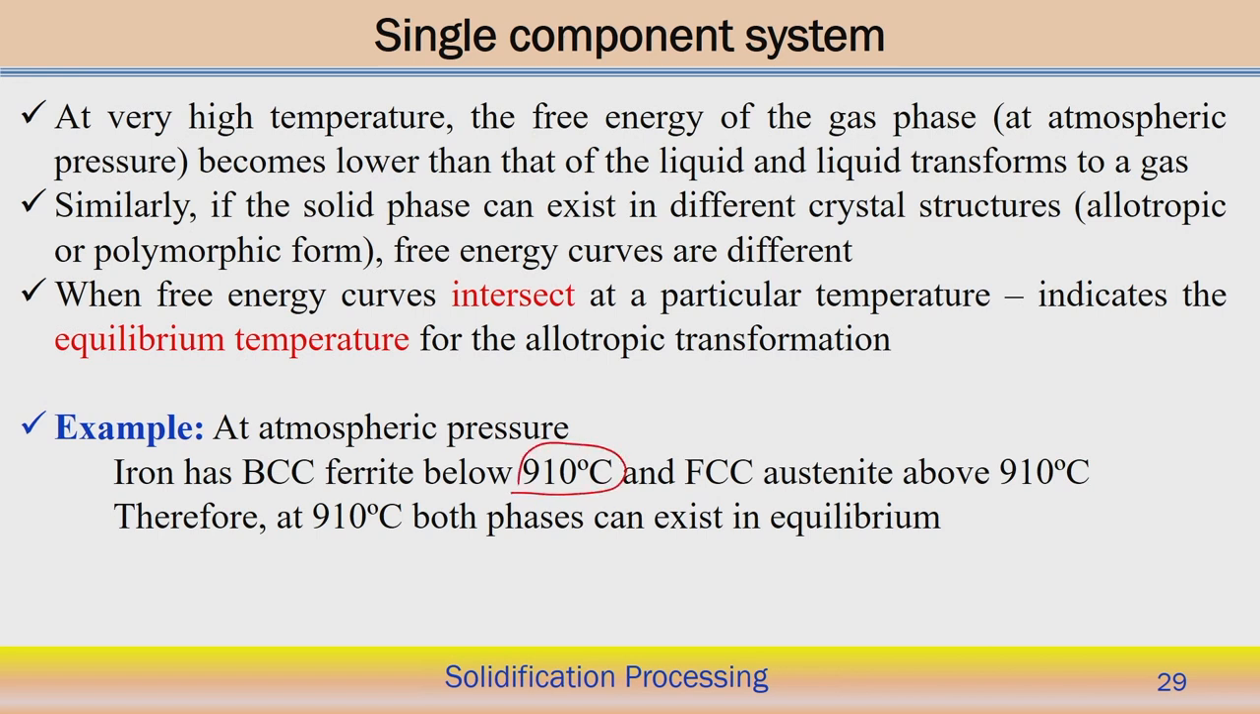But FCC austenite exists above 910 degrees centigrade. So, 910 degrees is the transition point. Therefore, at this particular point, both phases exist in equilibrium. These are the inferences associated with the Gibbs free energy curve.